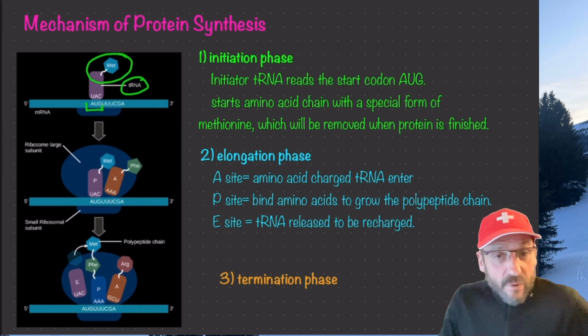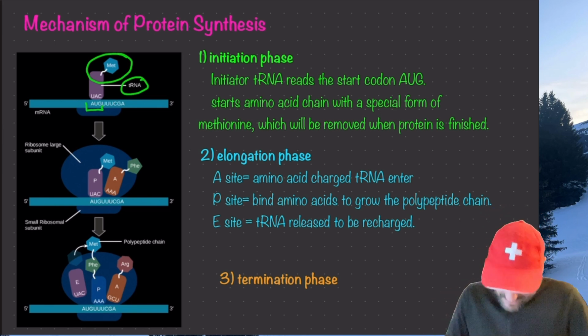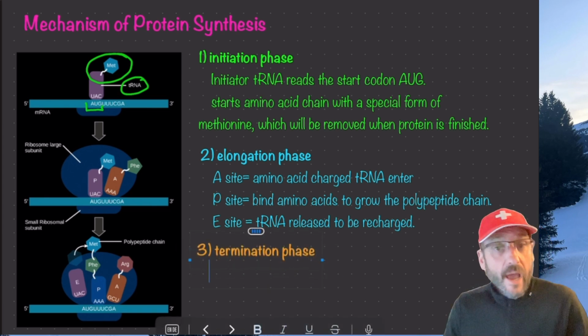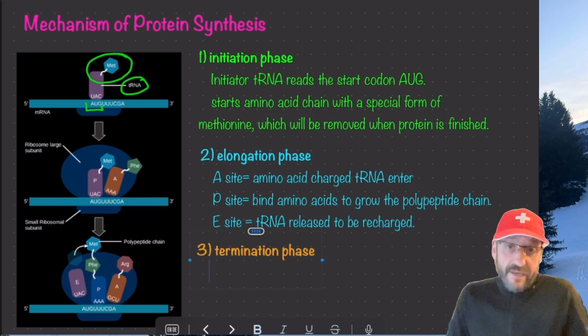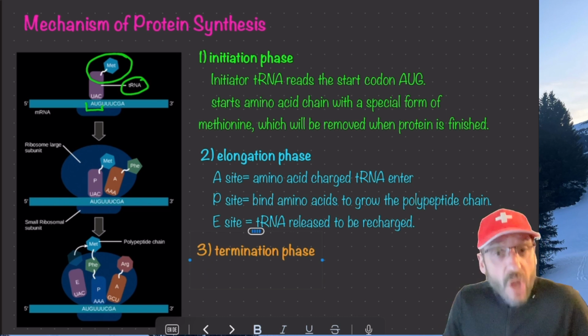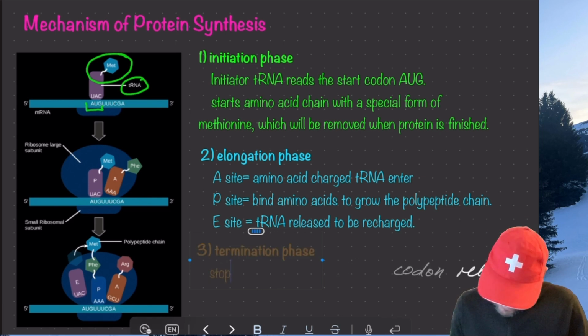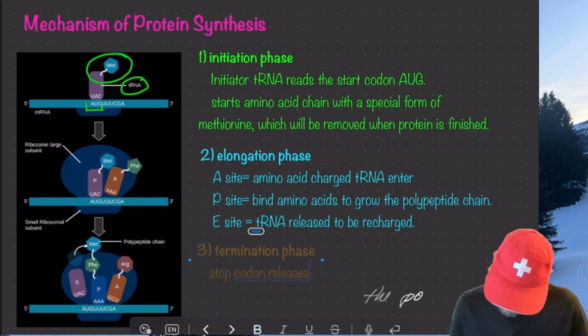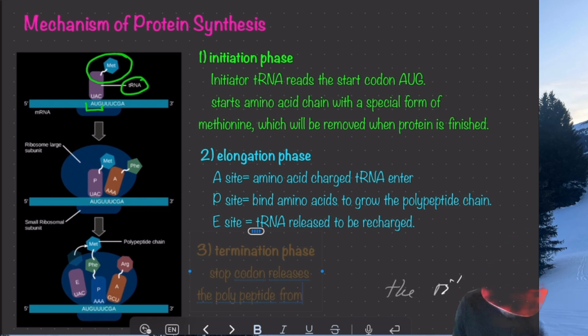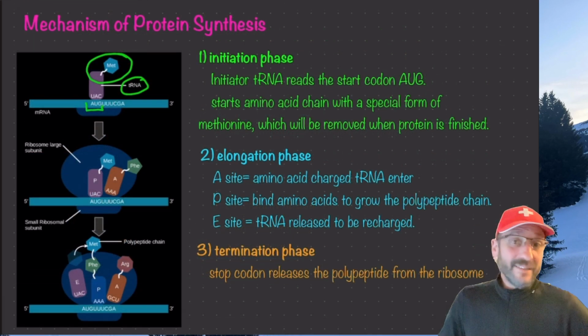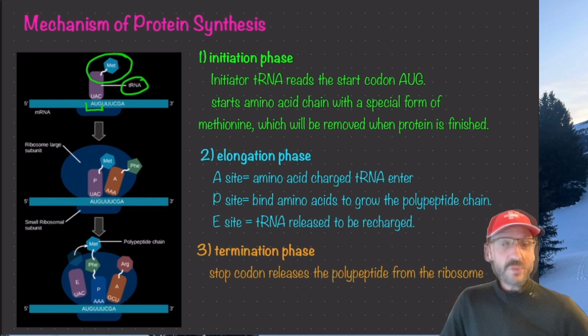And then when we're finished making the protein, we get to the termination phase. We finish the polypeptide chain and can make the protein out of it when we reach the stop codon. So the stop codon releases the polypeptide from the ribosome. And then the protein is made, and the rest of how it creates the different levels of structure we've already worked on in a previous session.